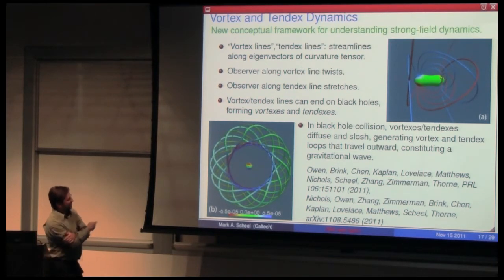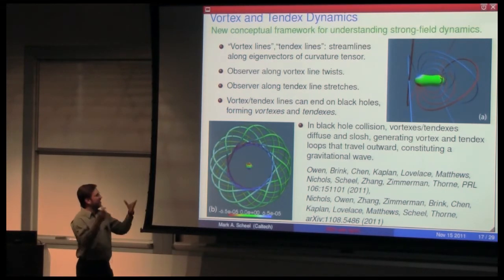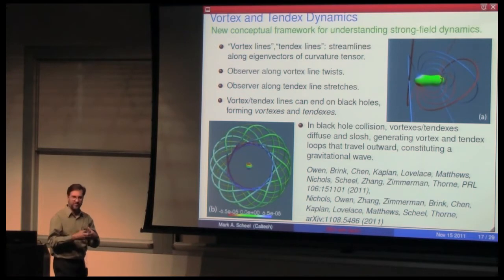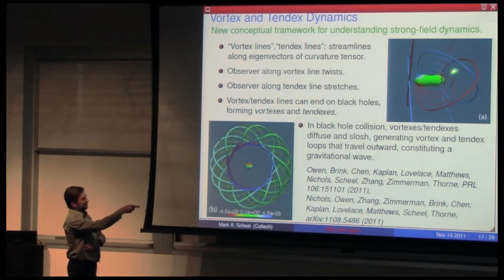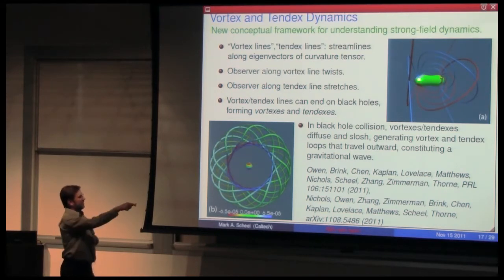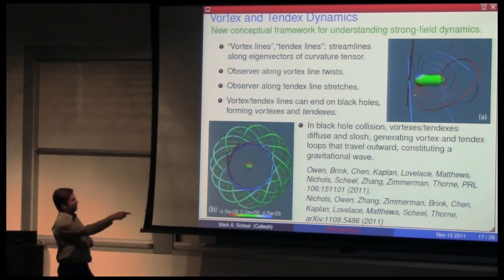So vortex and tendex lines could end on black holes, and we call this concentration of vortex and tendex lines a vortex or a tendex. And here's one illustration of this for a head-on collision. So you see here, say, a blue area on this event horizon that has, say, positive vorticity. I keep forgetting whether positive is counterclockwise or clockwise, but it doesn't matter.